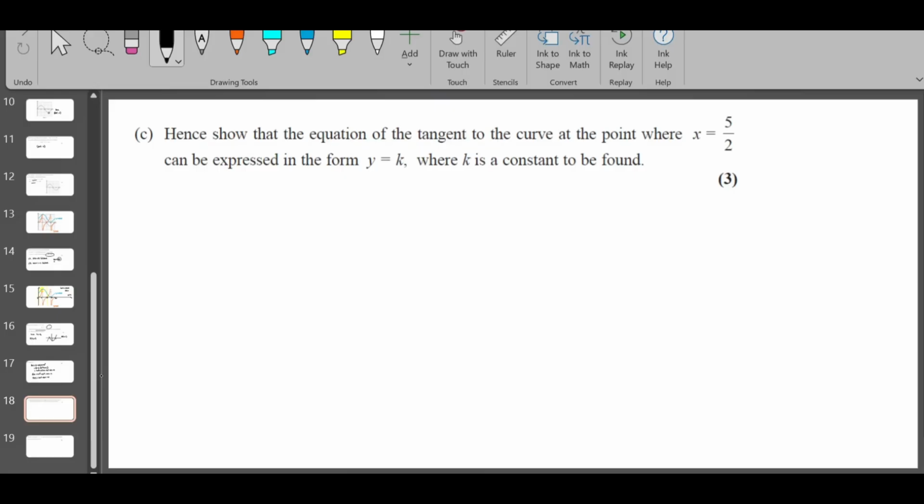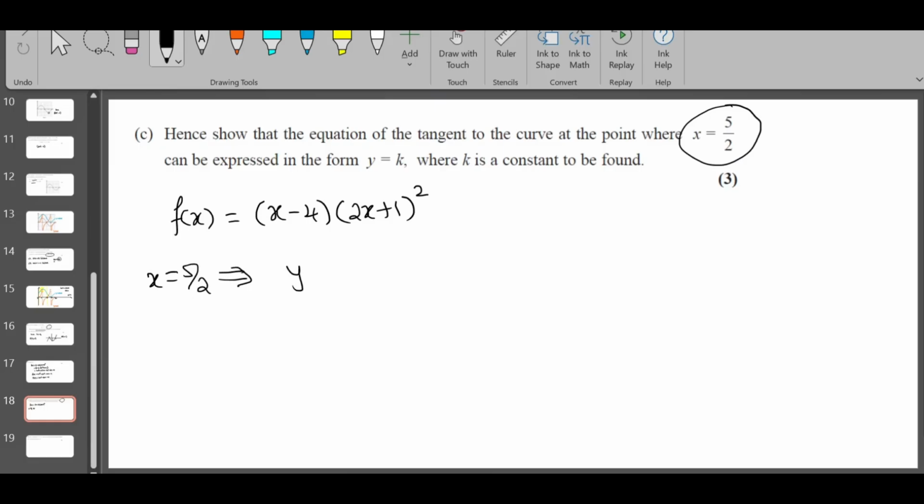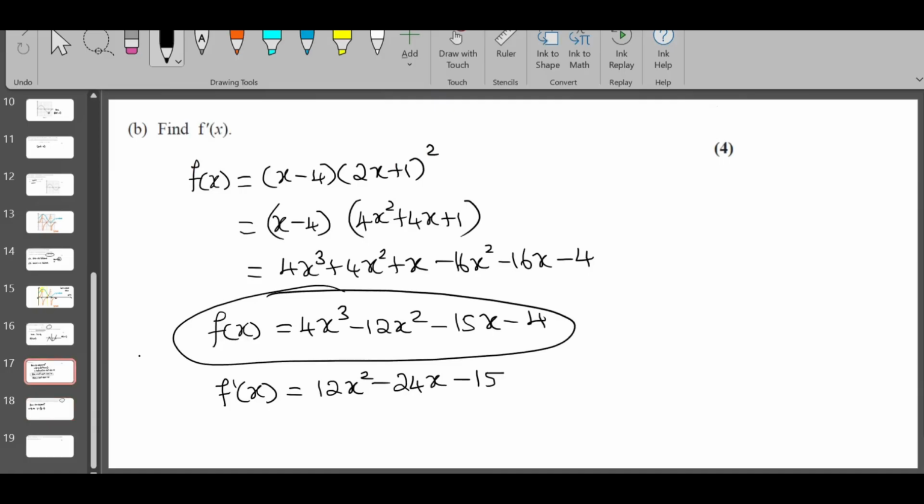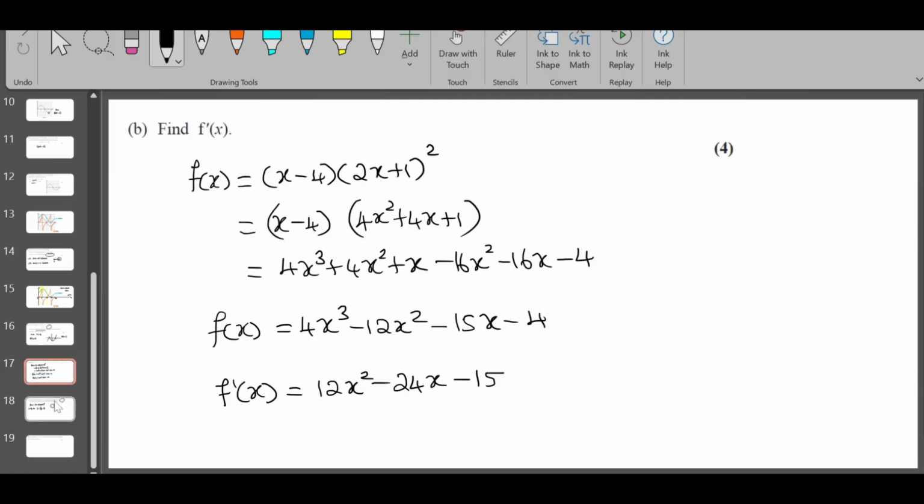Hence show that the equation of the tangent to the curve at this point can be expressed in this form. We have the x coordinate. To find the y coordinate, we need to sub this point into the function. The function is x minus 4 times 2x plus 1 whole square. When you replace x by 5 over 2, you will get the y coordinate. 5 over 2 minus 4. Don't sub in here actually. You can sub in here, you will get the same answer, but this will be a lot easier.